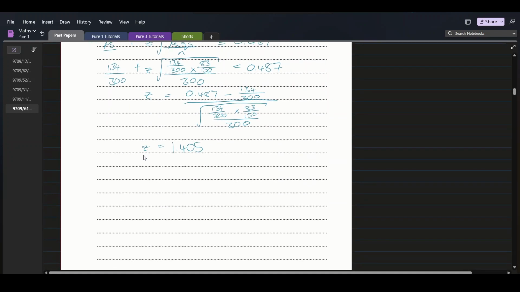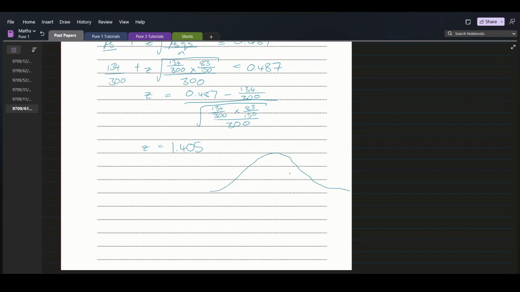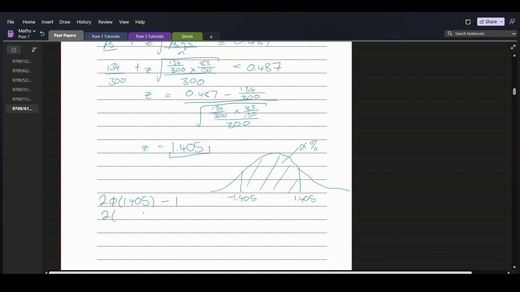Now when we're talking of a confidence interval, we want the region that's in the middle. So we're looking for alpha %. So alpha would be this region here in the middle, and we have the z value for the upper bound. So that's 1.405, which means the lower bound would be negative 1.405. So if we want the area of alpha percent, we can simply say 2 times phi of 1.405 minus 1. So let's read off phi of 1.405 from the tables.